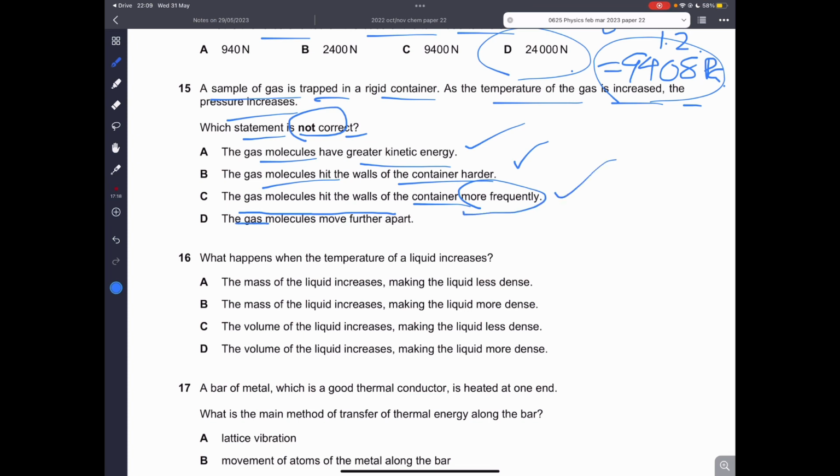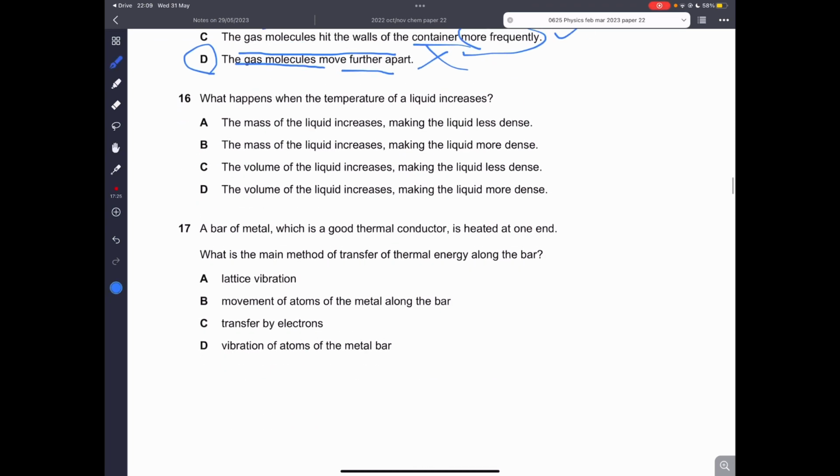This is also correct. The gas molecules move farther apart. No, this is not correct. So we have to choose the not correct one, which is D.